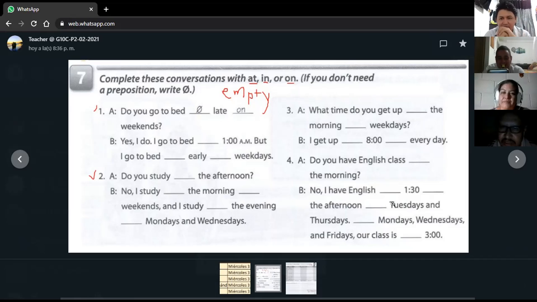No, I have English at 1:30 p.m. No, at 1:30 in the afternoon on Tuesday and Thursday. On Monday, Wednesday, and Fridays, our class is at 3 p.m. Professionals, you're professionals with this, right? Like this.